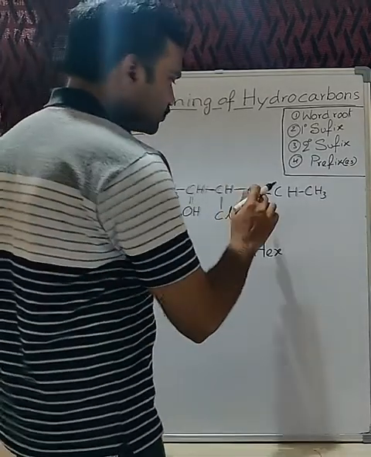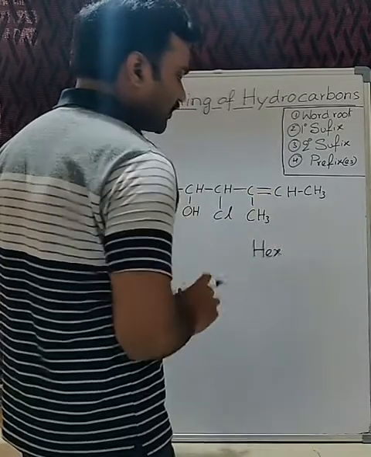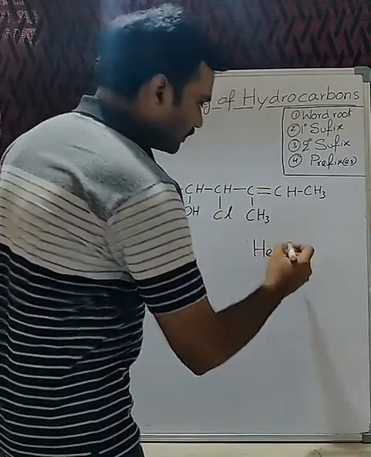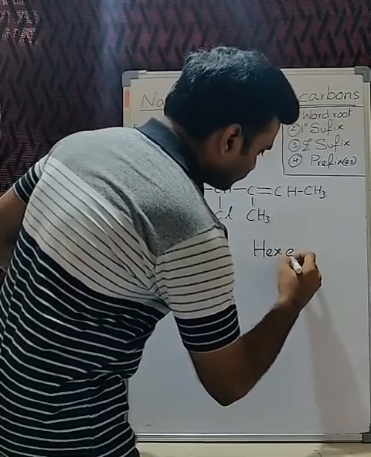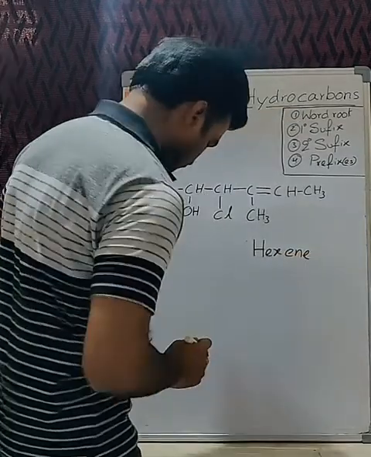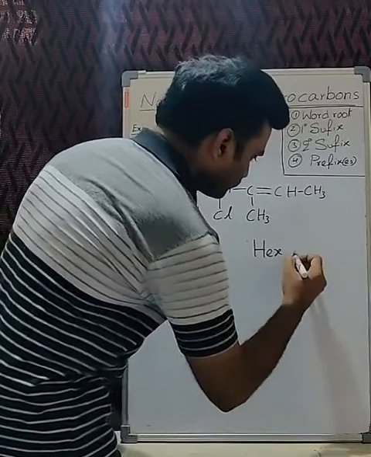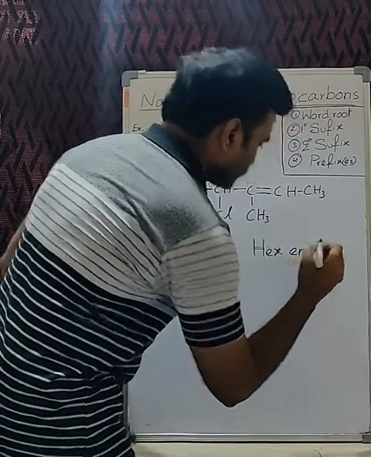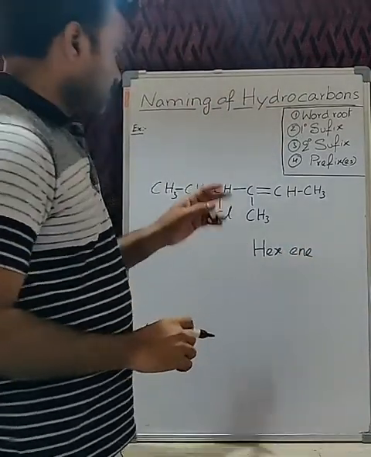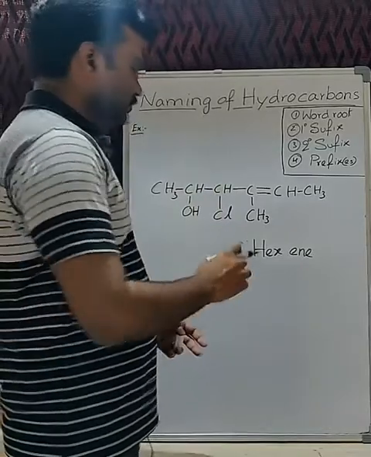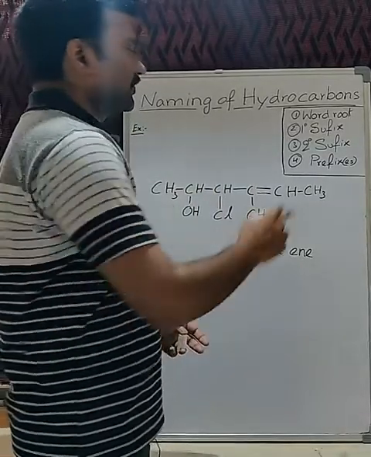Now here we observe a double bond between two carbon atoms in the main chain, so the primary suffix will be ENE. Let us write it a little with a gap, because the numbering also should be mentioned. So hexene, primary suffix is finished.